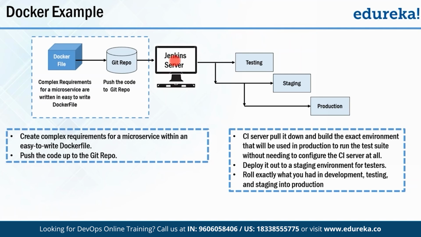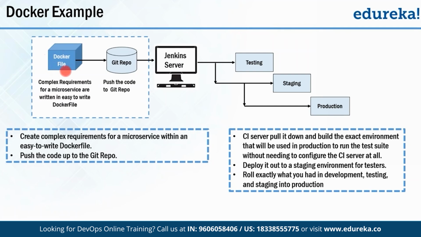Over here, we use Jenkins servers or any continuous integration server to build an environment that contains all the dependencies for a particular application or a microservice. And that build environment is deployed onto various teams like testing, staging, and production. So let us move forward and see what exactly is happening in this particular image.